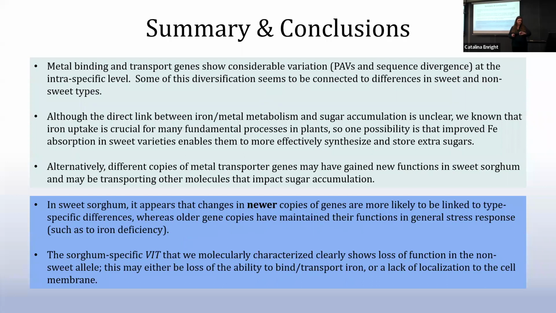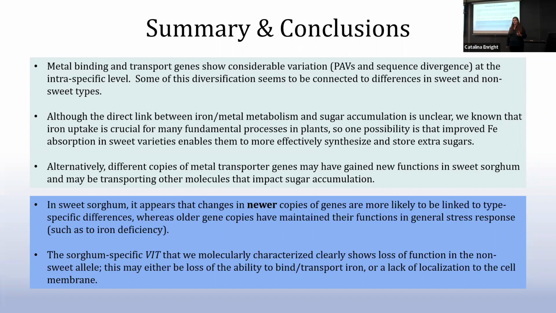So I feel like I went through that really fast. Okay, to start summarizing: we know that metal binding and transport genes show a lot of variation, both in their presence and absence and in their sequence divergence, when you look between different lines of sorghum. Some of this seems connected to the difference between the sweet and non-sweet types, and some of it might just be connected to global adaptive differentiation. We don't really know what the direct link is between metal metabolism and sugar accumulation.